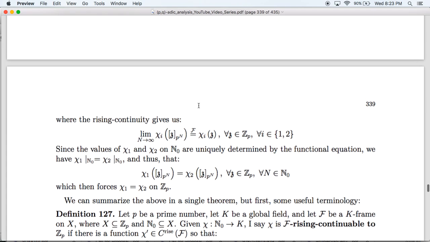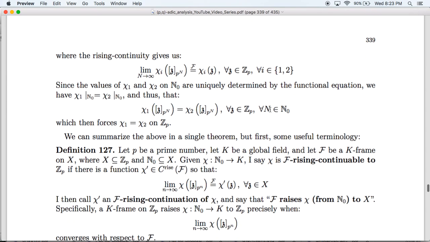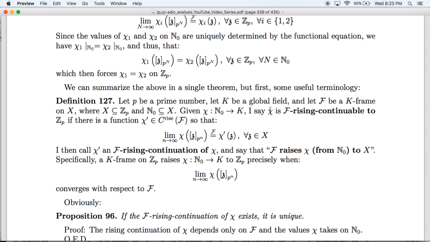Now, what's really important here is that once we have constructed a frame for making sense of this limit, this condition plus the functional equations will then uniquely characterize chi and the associated frame. And so, in particular, what we have is the following theorem, but first I want to give you some terminology. So let p be a prime number, let K be a global field, and let F be a K-frame on X, where X is some set in Z_p which contains the non-negative integers.